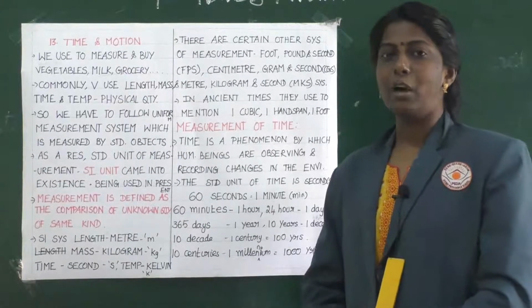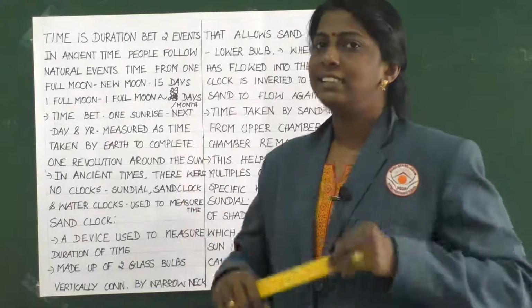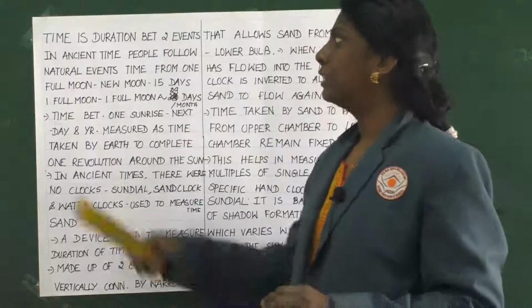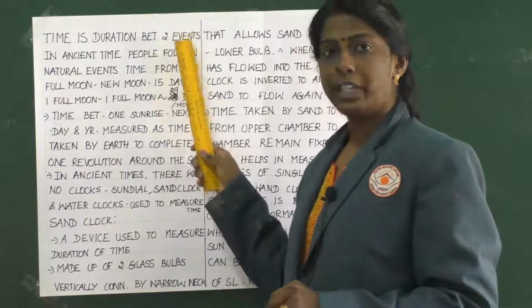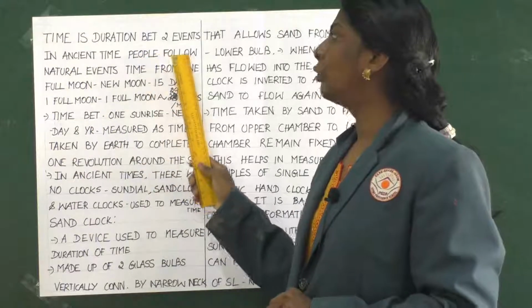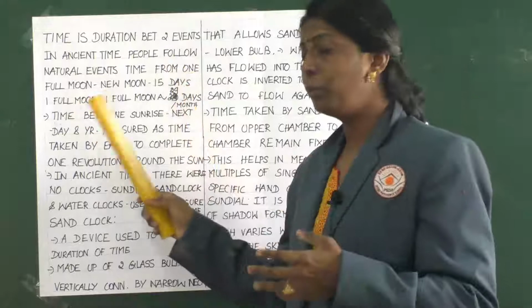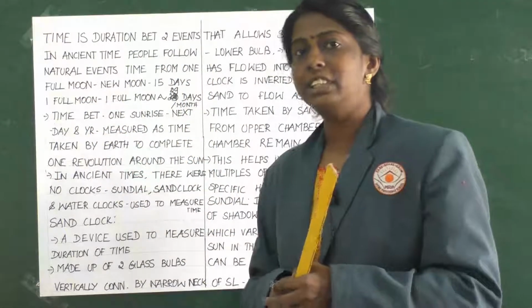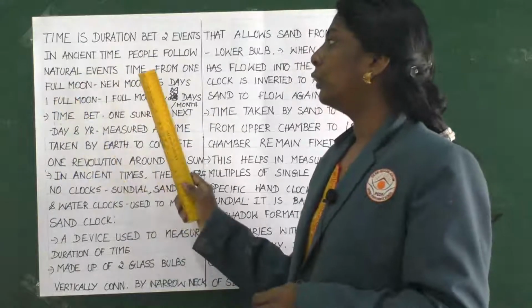So let us learn about each and everything in detail. Now let us learn further about time. Time is a duration between two events. Okay. In ancient times, people followed natural event times. To measure the time, in ancient days they were following one full moon to the next full moon.